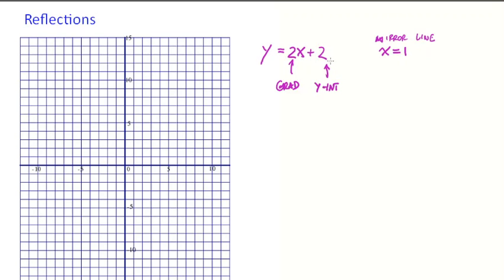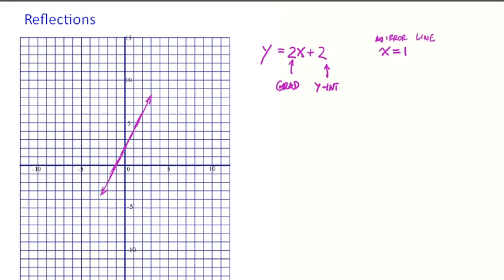So since this is our y-intercept, that's the point where our function crosses the y-axis. However, since our gradient is 2, if I go 1 forward, I would go 2 up, and then 1 forward, 2 up, 1 forward, 2 up. And if I go 1 backwards, I would go 2 down. So 1 backwards, 2 down. So we can actually already have an idea of how our line is going to look. Right? That's roughly how our line is going to look, and it keeps going up and down.